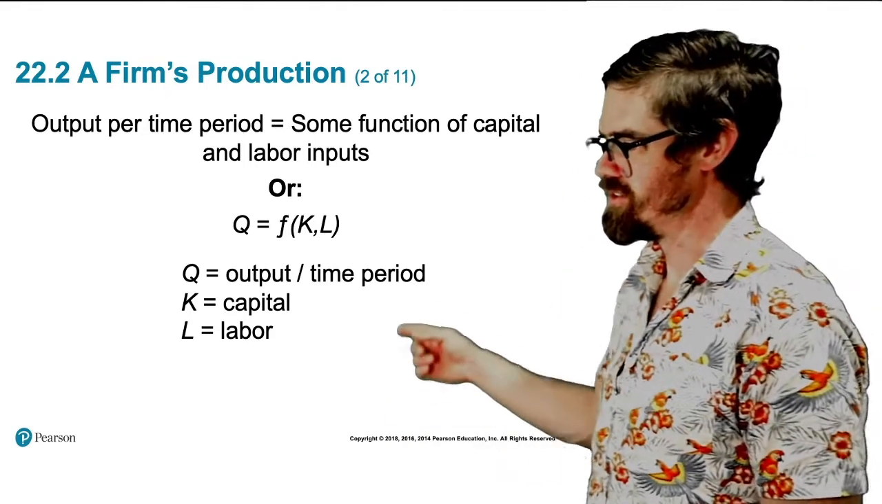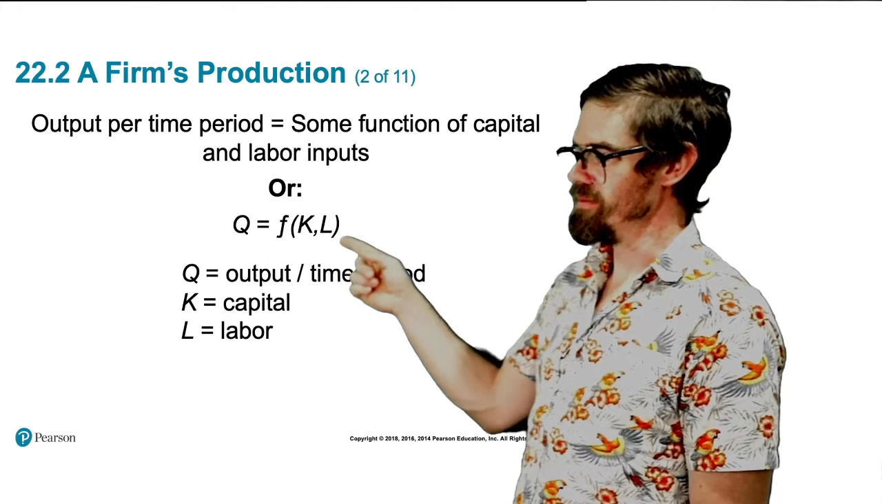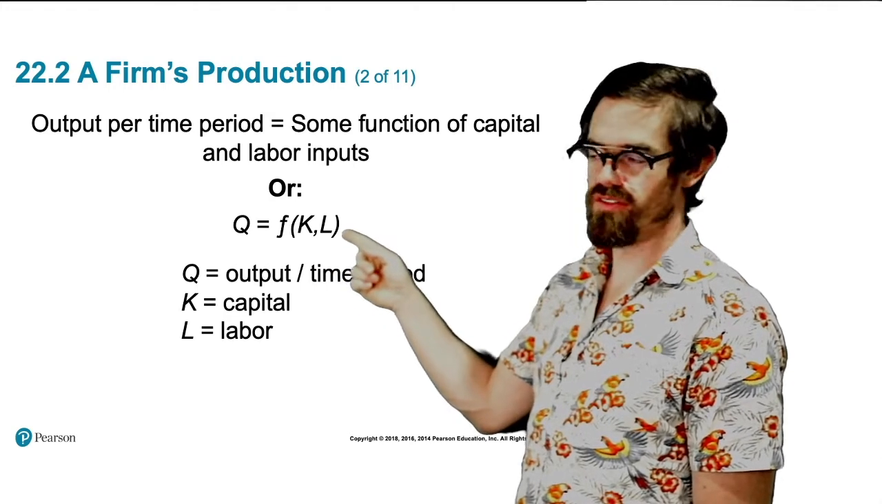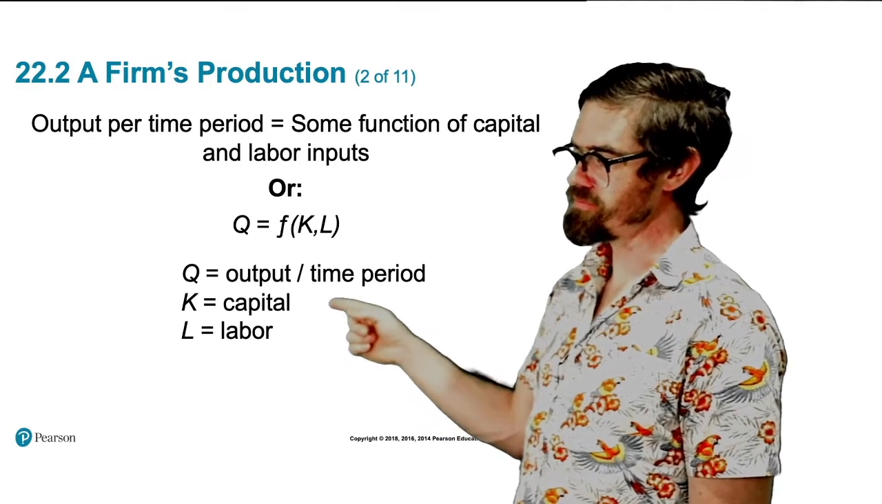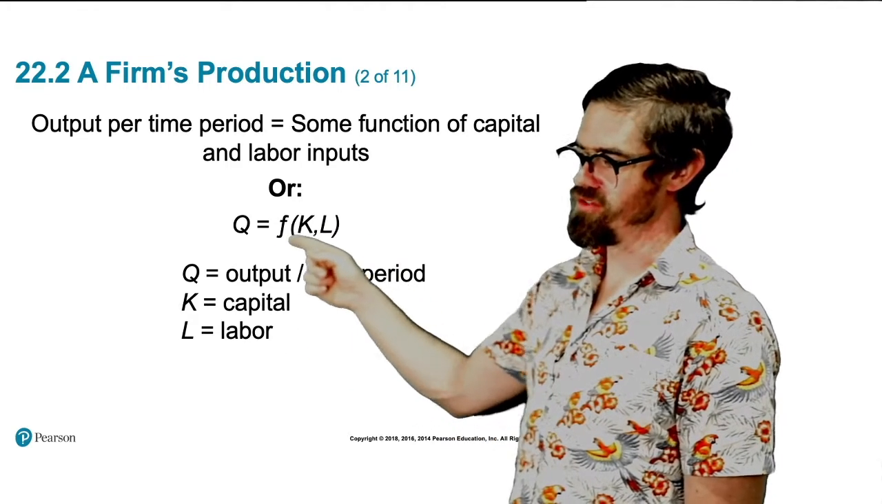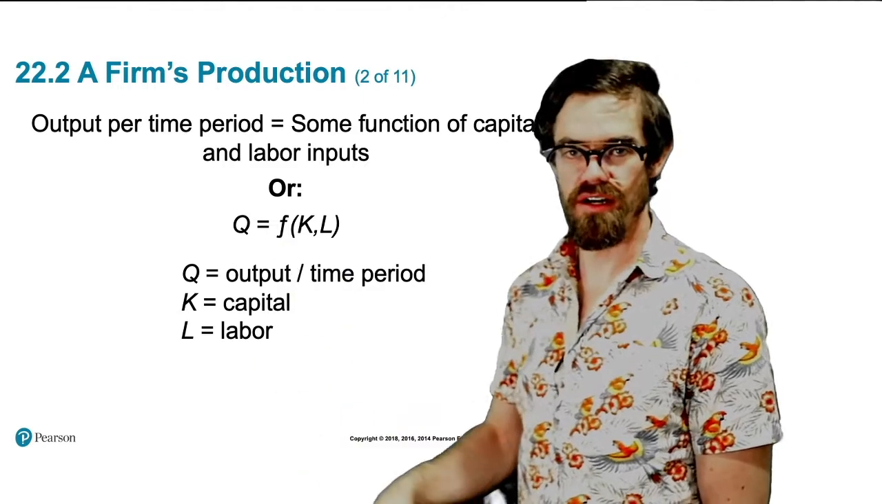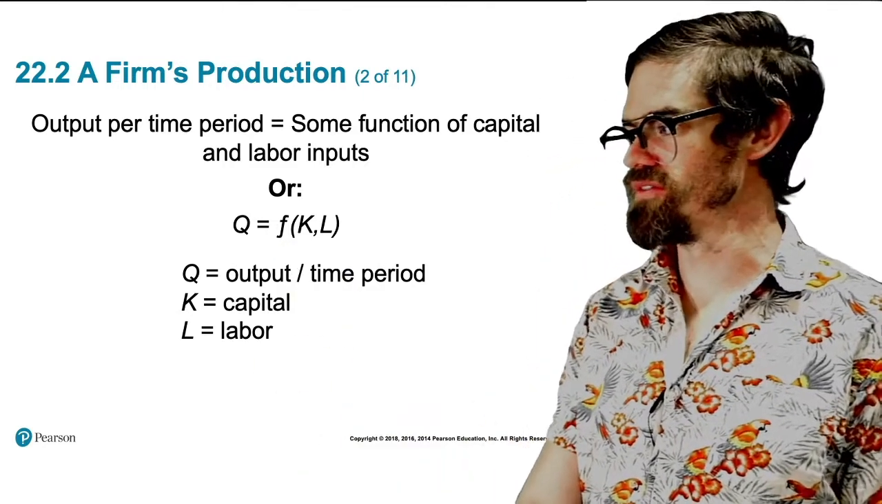Basically we can define this a little bit more specifically. And if you had numbers for capital and labor, you could calculate using the production function how much output the firm could produce using those amounts of capital and labor.